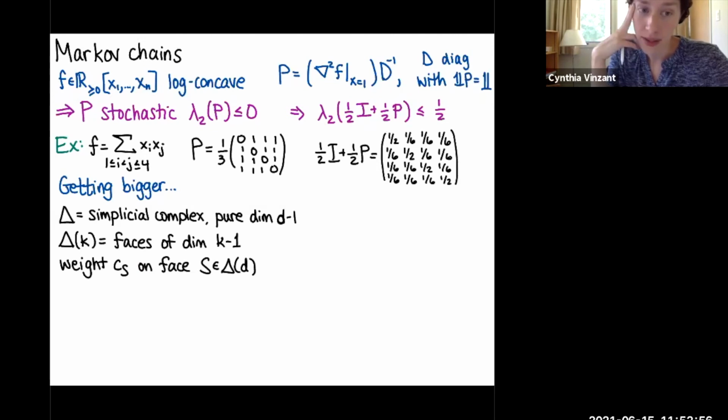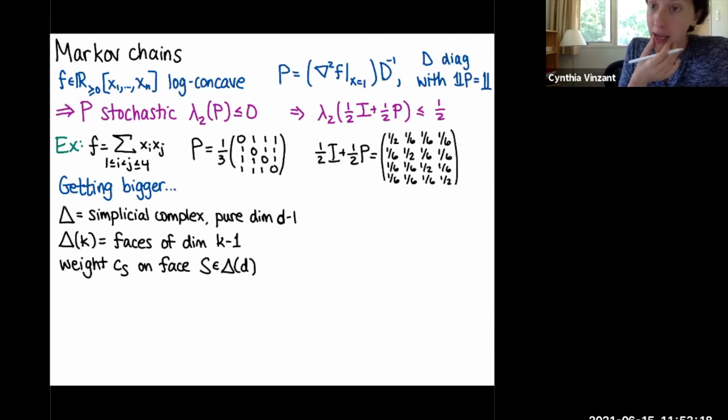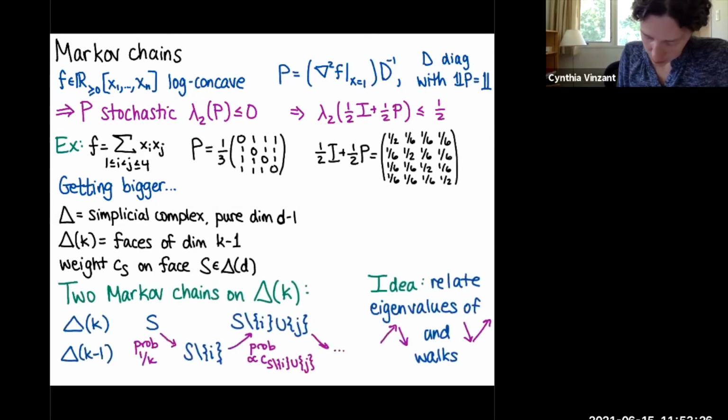Namely, if we start with a simplicial complex that's pure of some dimension d-1, for example, the independence complex of a matroid of rank d, we might allow some weights on the faces, which let's ignore for the moment. What I'm going to do is define a random walk on Δ_k, the faces of the simplicial complex of some fixed dimension. I'm going to do it in a similar way. There are actually 2 different ways to define a Markov chain, and I want to look at both.